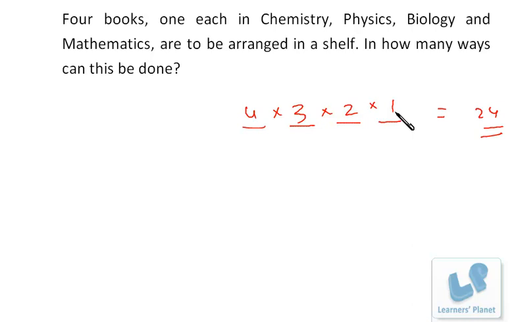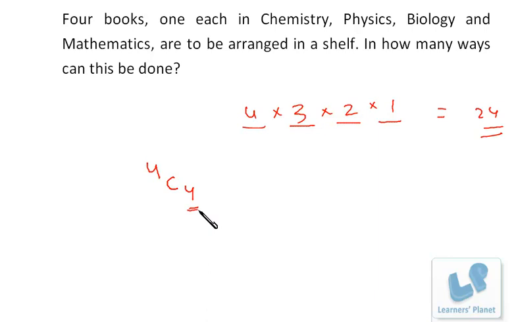Now if I have to do this problem using combination, what will be the strategy? Just listen to me carefully. I have 4 books, and 4 books have to be arranged at 4 places. So I have to choose all the 4 books for 4 places. So it's 4C4 only. If there were 6 books and I had to choose 4, then it would be 6C4. But here there are 4 books, and I have to choose all the 4. So it will be 4C4.